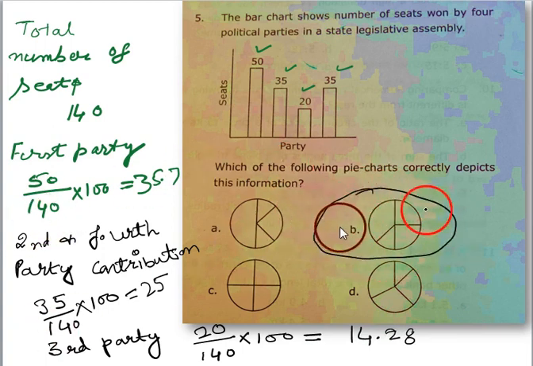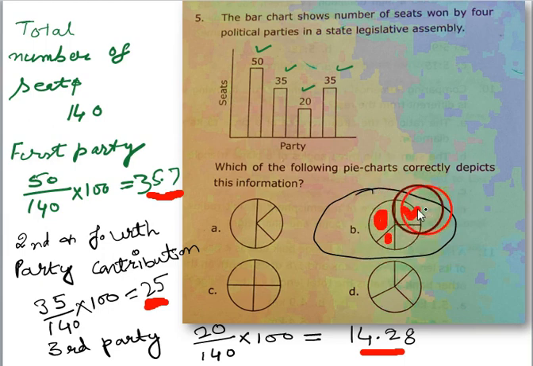So this one is the correct answer because the second and fourth are 25 and 25. One has 14.28, one has 35.7. So 35.7, 14.28, and this one is 25, this one is 25. So this is the correct answer.